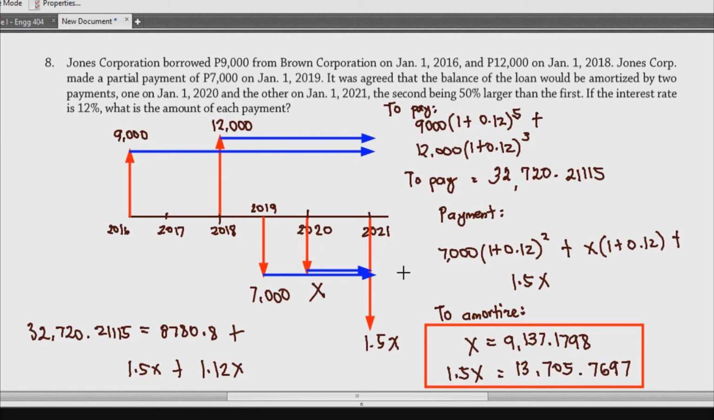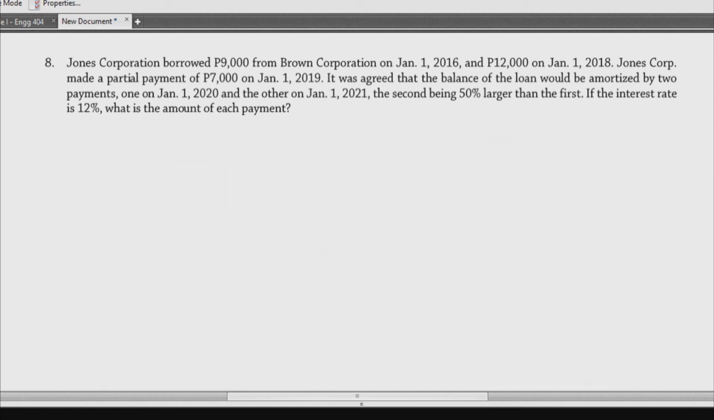Okay, so in short, the company has to pay 9,137.1798 in 2020, and then 13,705.7697 in 2021 to amortize the remaining payments or indebtedness to Brown Corporation. Okay, so I think that's all for number 8, and now let's proceed to the next number 9.